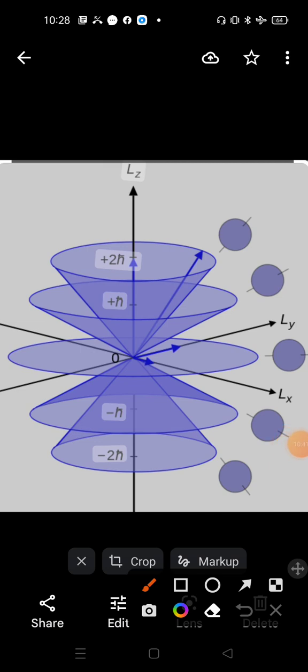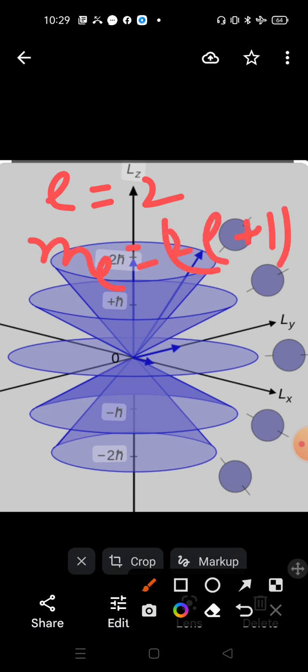Let's understand this by taking one example. Here we have taken L is equal to 2. So for a given L, there are 2L plus 1 values of ml. So the possible values of ml are here 5. And what are they? They are -2, -1, 0, +1 and +2. So for a given L equal to 2, ml has 5 values which are equal to -2, -1, 0, +1 and +2.